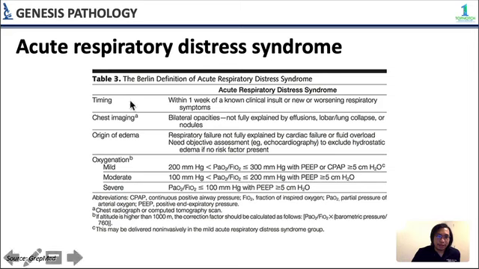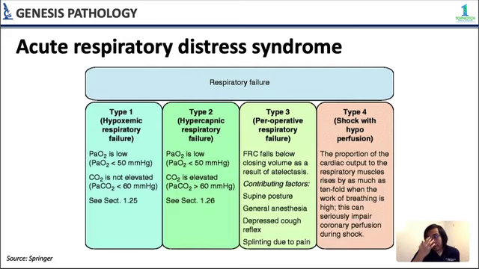So we can further classify yung ARDS based on the oxygenation. Mild kapag less than 300. Moderate kapag less than 200. Okay, severe kapag less than 100. Okay? So, crash course, lung injuries. Acute respiratory failure, types 1 to 4.